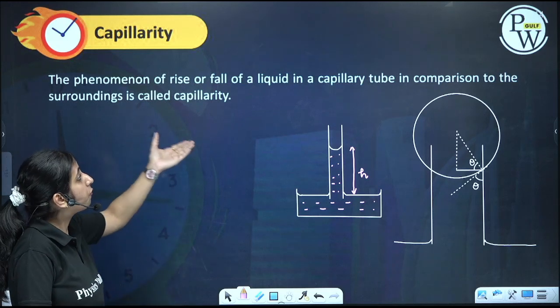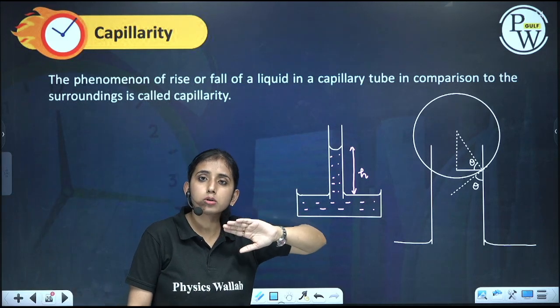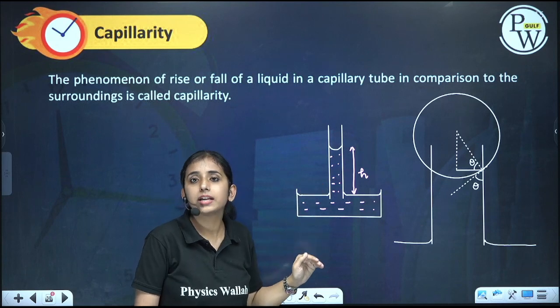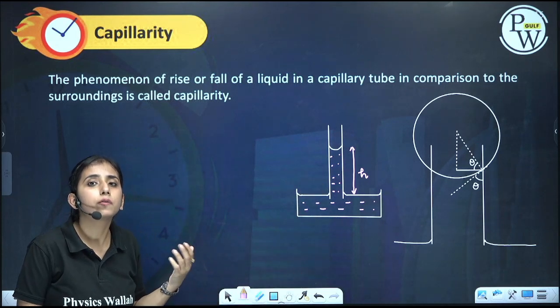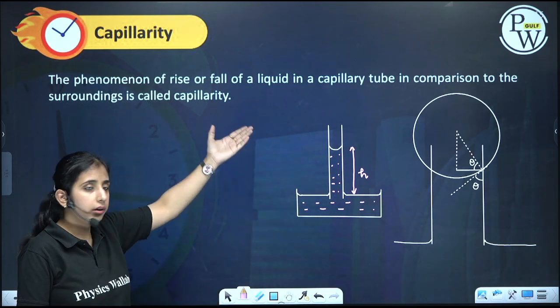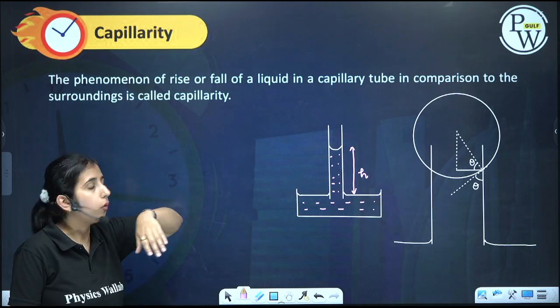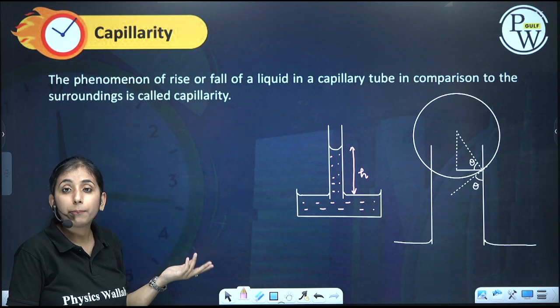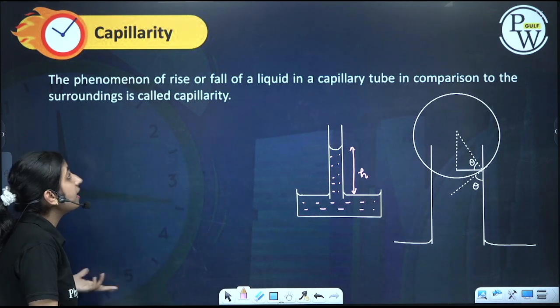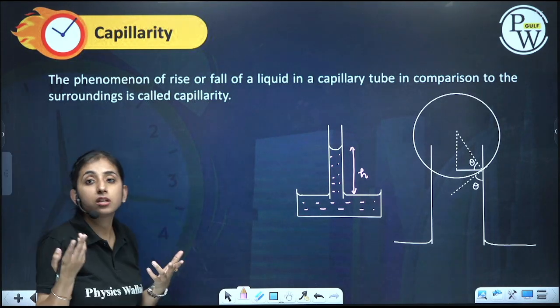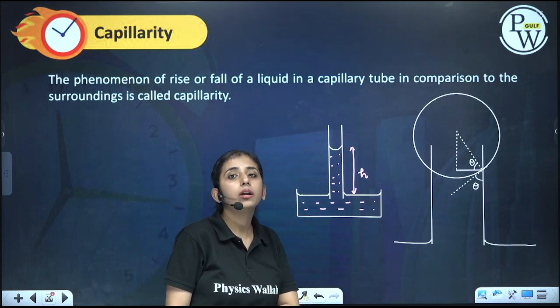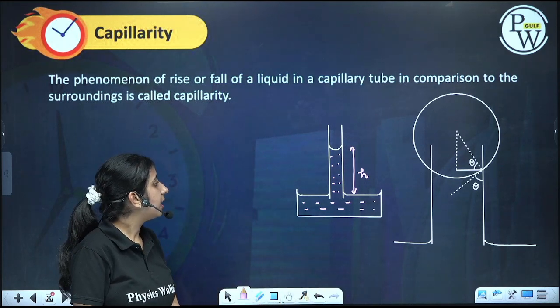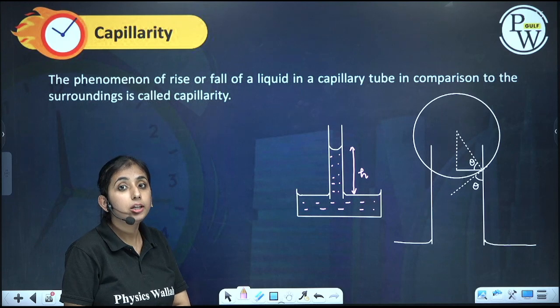The phenomenon of rise or fall, it could fall also, depends upon the liquids and the container, on the angle of contact. If you take water, it will rise. If you take mercury, it will fall. So the phenomenon of rise or fall of a liquid in a capillary tube in comparison to the surroundings is called capillarity.